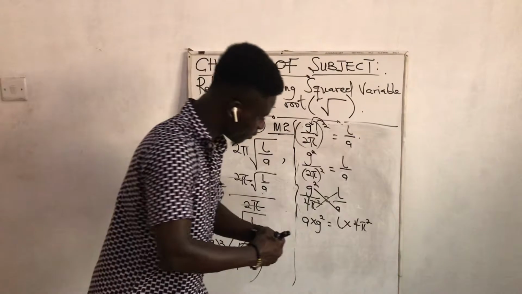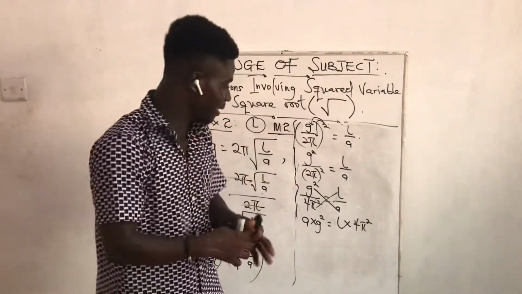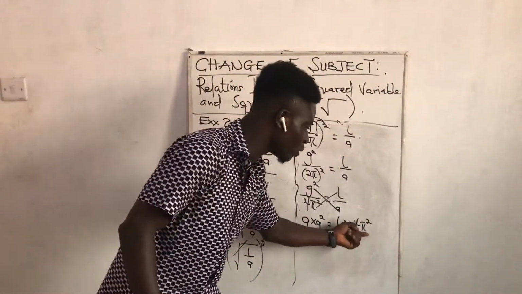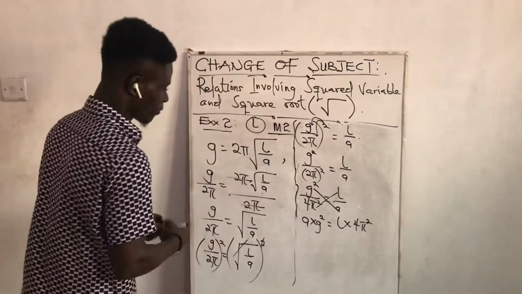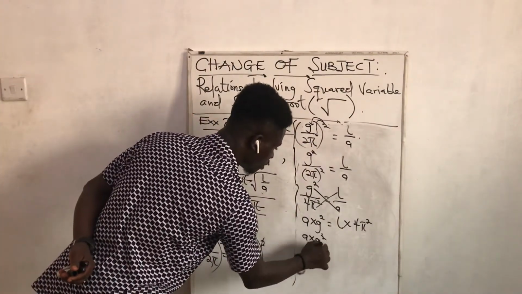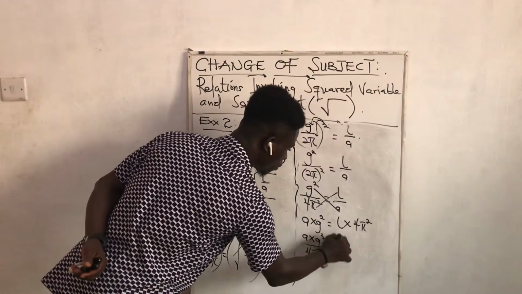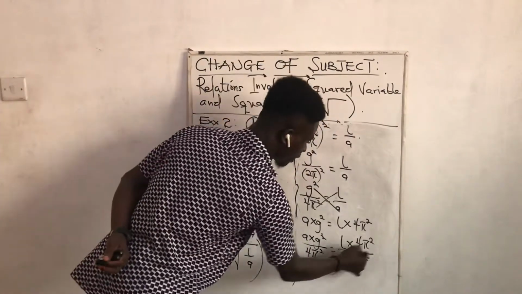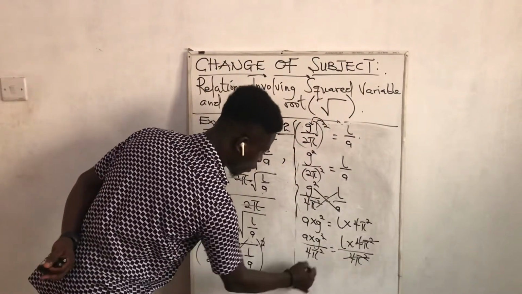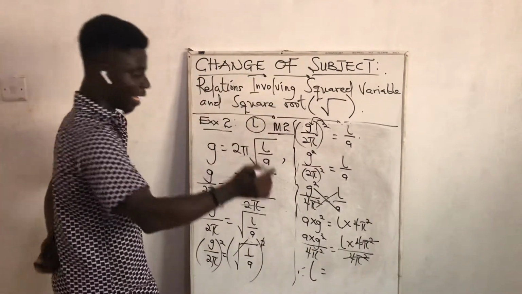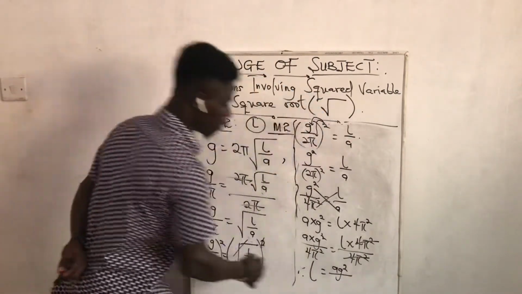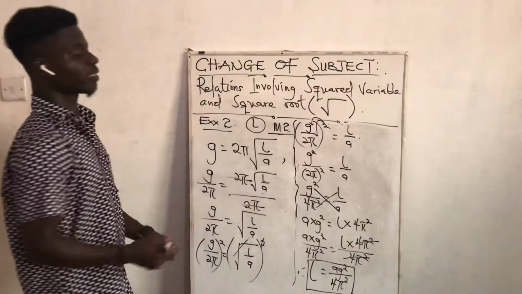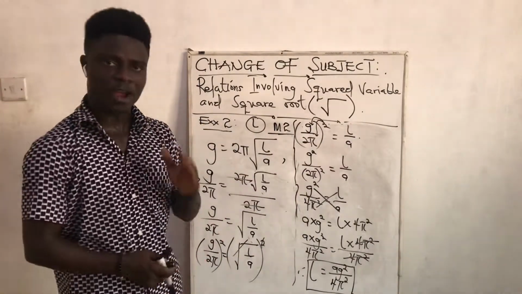We want L here. We all can see that they are multiplying. So if you want L, you have to divide both sides by this 4 pi squared. So I have A times G squared all on 4 pi squared equals L times 4 pi squared all on 4 pi squared. So this one cancels that. So therefore L will be equal to A times G squared, which gives A G squared all on 4 pi squared. So that's that. Very, very simple.